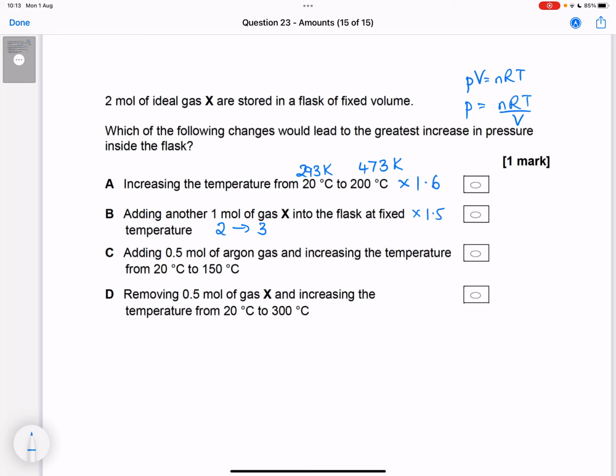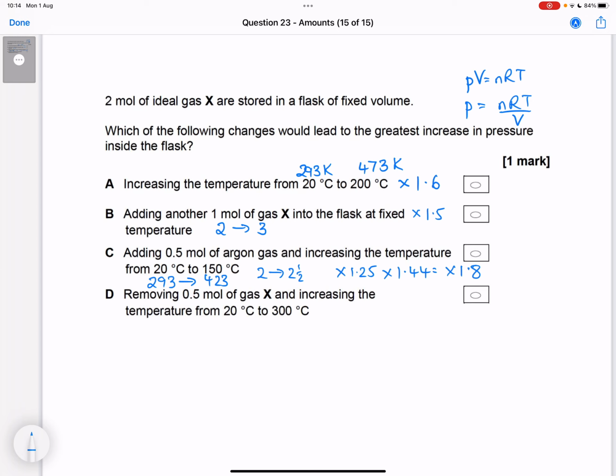Adding 0.5 moles of argon, so the moles is going from 2 to 2.5. Okay, so 2.5 divided by 2. So that's a 1.25 increase, but the temperature is also increasing from 293, and then we have to add 150 to 273 to see what the new temperature is, which is 423. So if we do 423 divided by 293, we see that that's times 1.44. So if we multiply those two together, 1.25 times 1.44, we're getting a times 1.8 increase. So this is now the biggest.